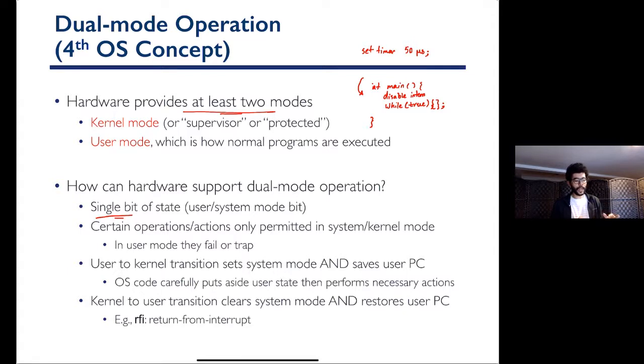Kind of like hardware has to also provide instructions to change the mode, has to provide instructions to return, for example, to user code, to user mode from kernel mode, or go from user mode to kernel mode. So these are the things that we want hardware to provide for us.